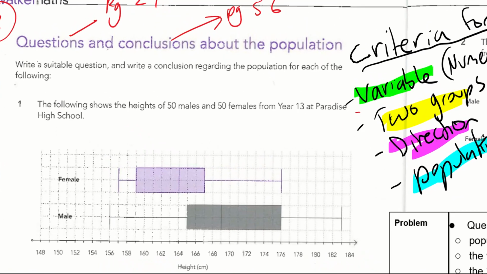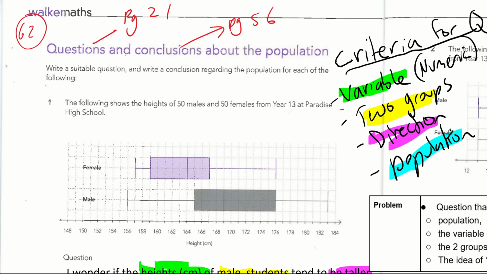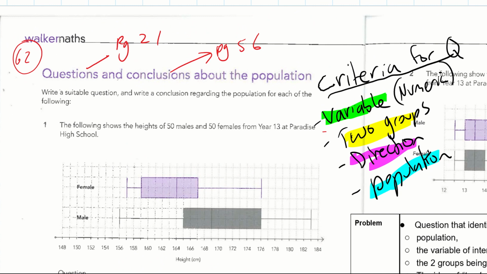And so for this first particular question, you can see that I've got some data here. I've written some points over here, which I'll come to in a minute. But this diagram here, you can see that this median is outside that box, and this median is outside this box. So I can make the call that the males are larger than the females here. I will be able to make that call. But when we look at the question, it's talking about the heights of 50 males and 50 females of Year 13 Paradise High School kids.